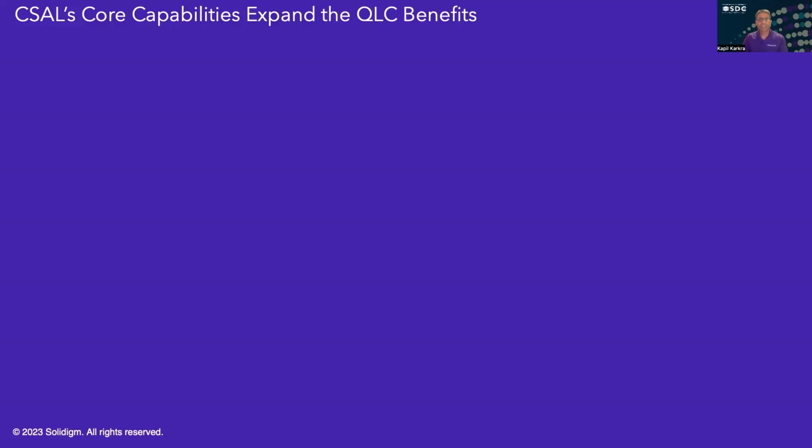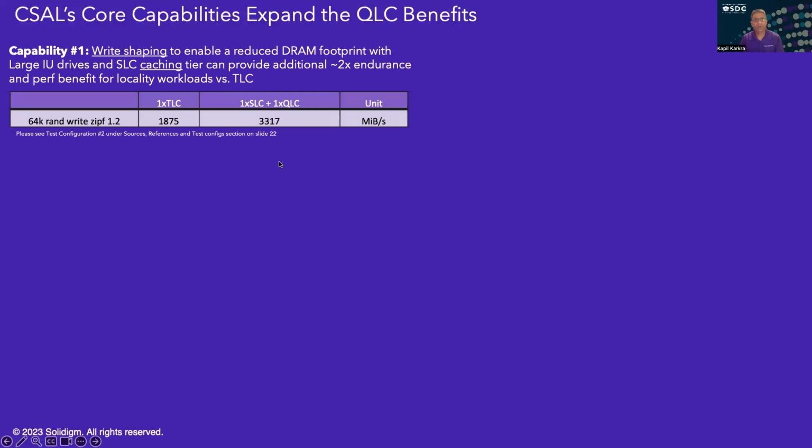Let's look at CSAL's new capabilities in a bit more detail. The first capability we've already talked about: the need for CSAL write shaping for both large IU and emerging interfaces like ZNS and FTP. In addition, the locality-based workloads can see 2x more performance and endurance benefits with CSAL's tiered approach. So here in the table, you see a 64K random write workload. It's a Zipfian workload with a theta of 1.2 that roughly maps to about 95% of the accesses going to 5% of the LBAs. It's a highly temporal locality-oriented workload, very cache-friendly.